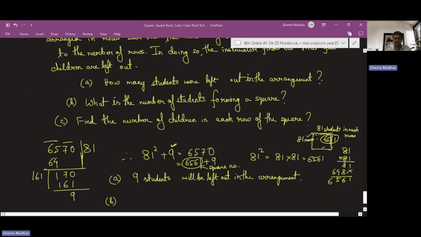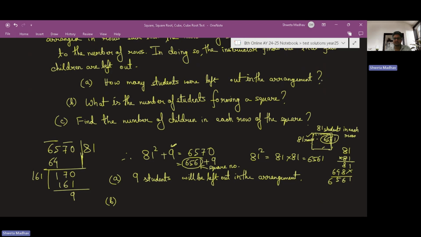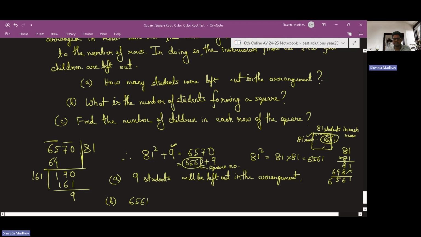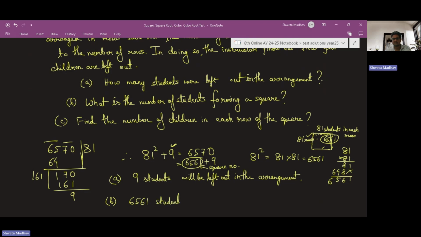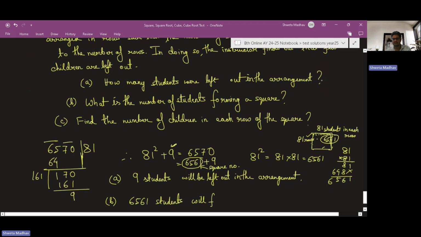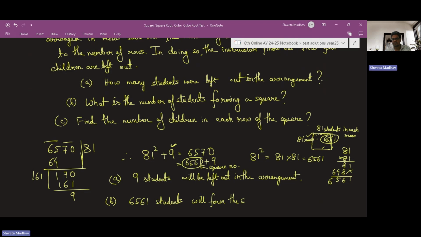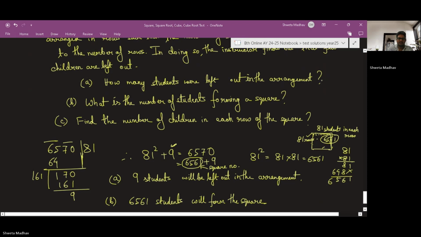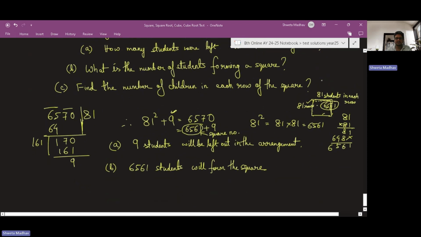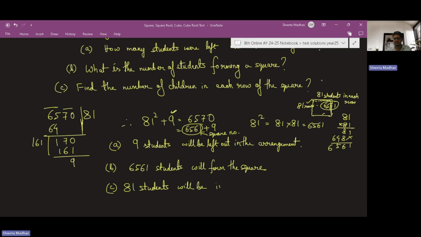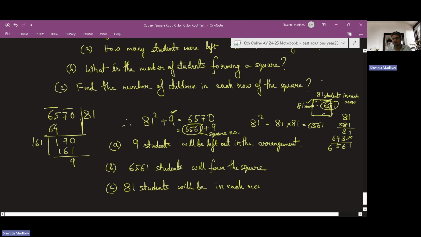And in part B, what is the number of students forming a square? That is 6,561. So 6,561 students will form the square. Then in part C, it is asked to find the number of students in each row of the square. So 81 students will be in each row of the square. So these are the required answers.